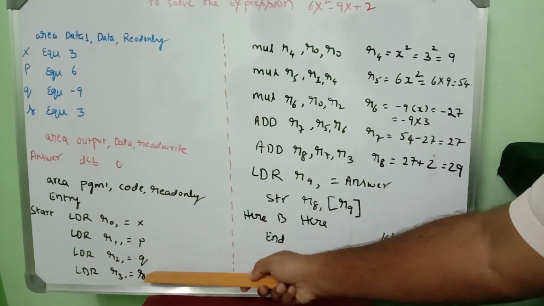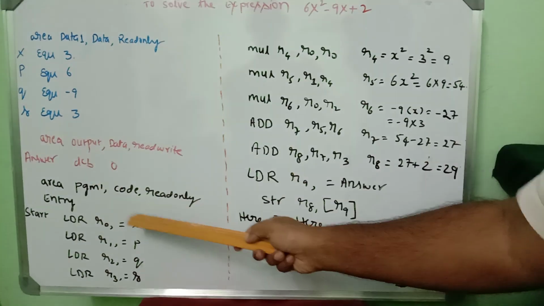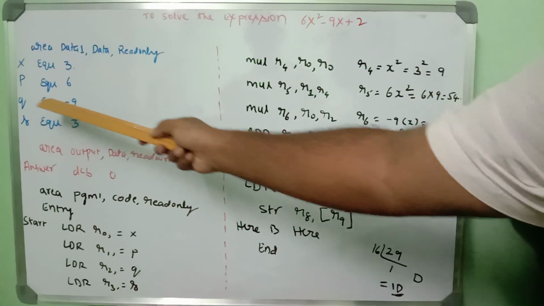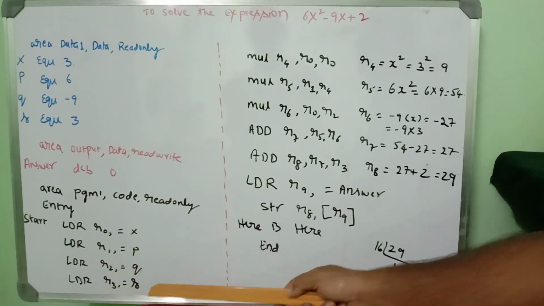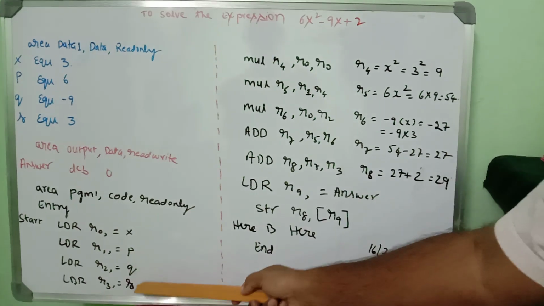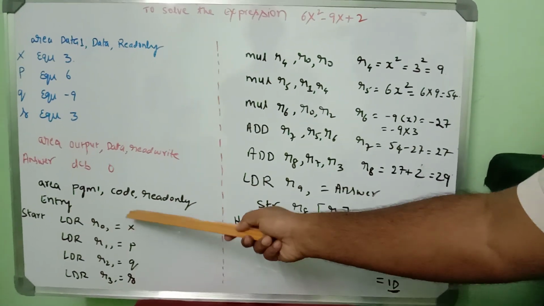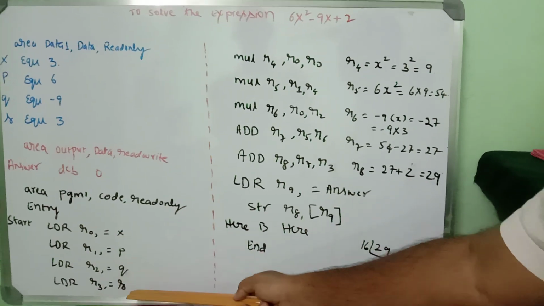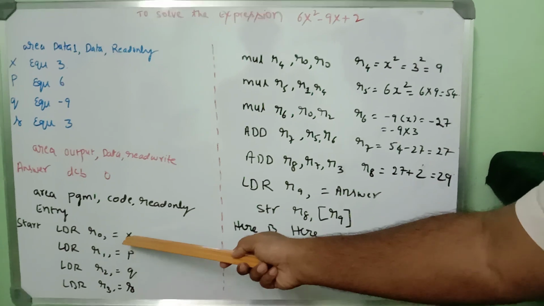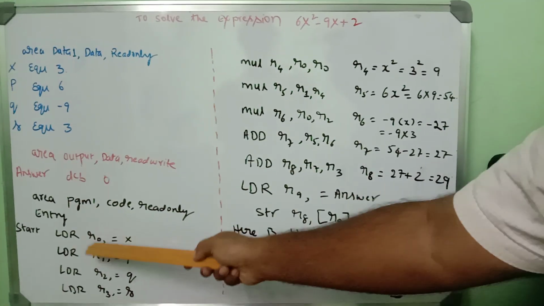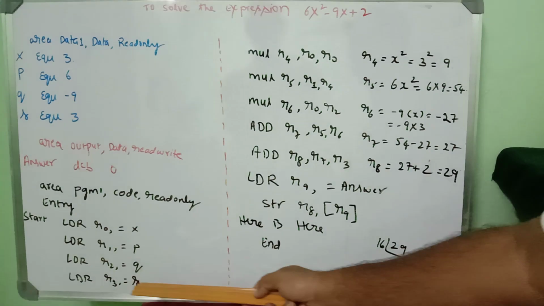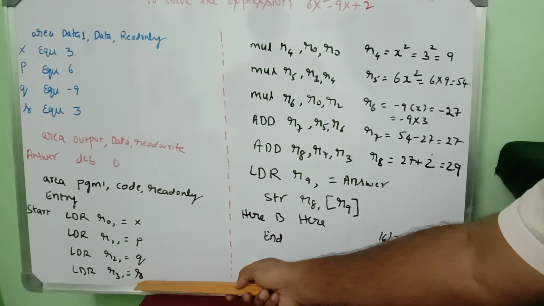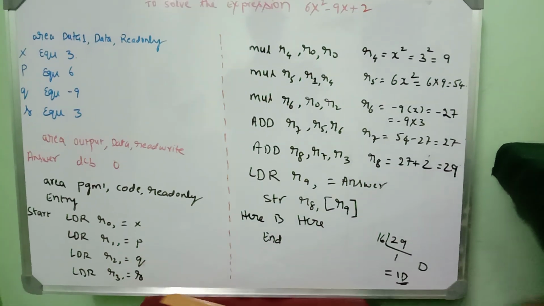Here I have done some initialization. That means X has been put into R0, P, that is nothing but 6, has gone to R1, Q, that is nothing but -9, has gone to register R2, and S has been taken to register R3. These are the pseudo instructions by which I can transfer numerical values to registers. So though I have shown X here, 3 will be entering R0, 6 will be entering R1, instead of Q -9 will be entering register R2, and instead of S, 3 will be transferred to R3.